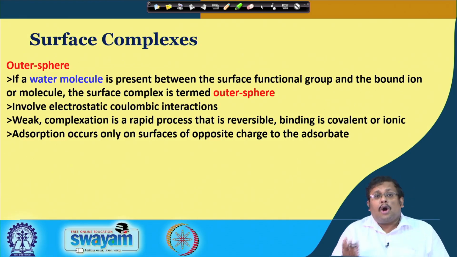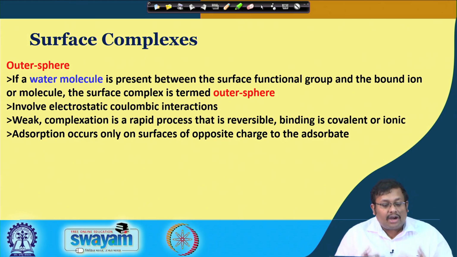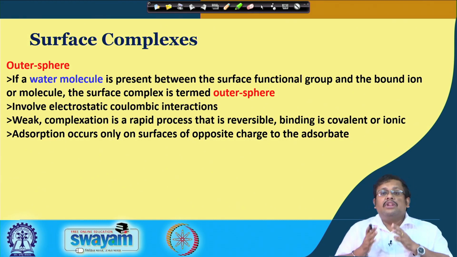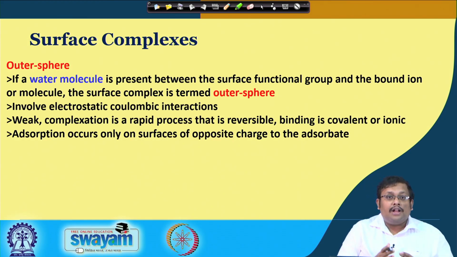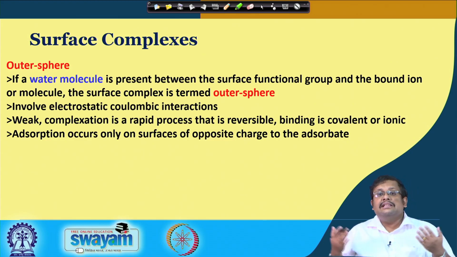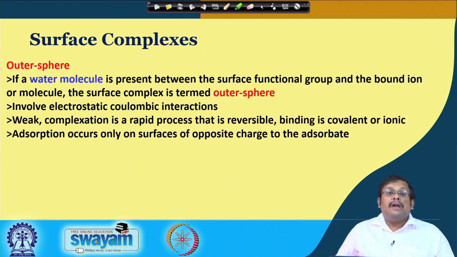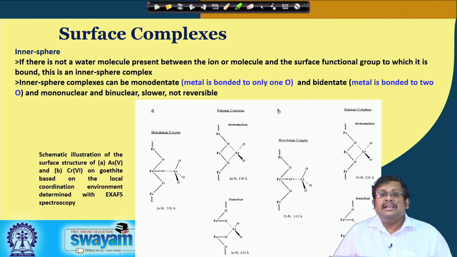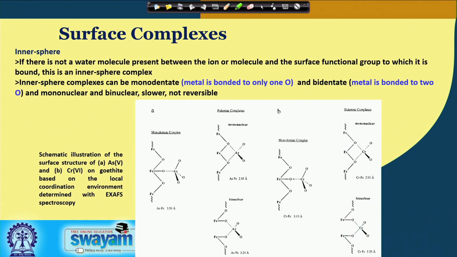Now, talking about the outer sphere complexes, we all know that if a water molecule is present between the surface functional group and the bound ion or molecule, the surface complex is termed outer sphere. Remember, this outer sphere complex involves electrostatic Coulombic interactions. These outer sphere complexes are weak as compared to the inner sphere complexes, and complexation is a rapid process that is reversible, and binding is basically ionic. Adsorption occurs only on surfaces of opposite charge to the adsorbate. Obviously, this type of adsorption can occur between opposite charges.